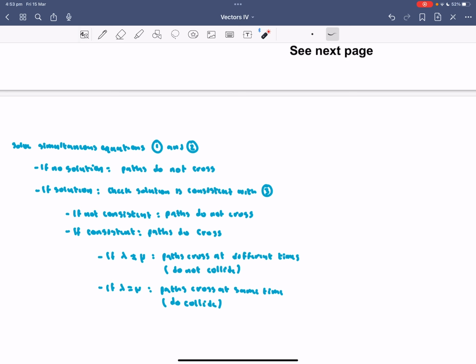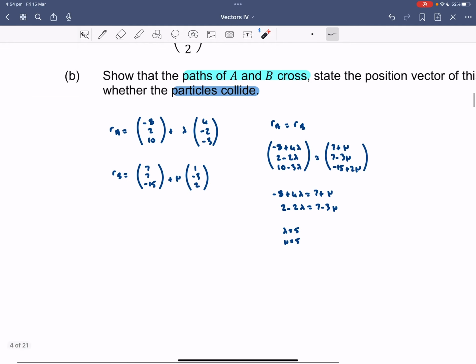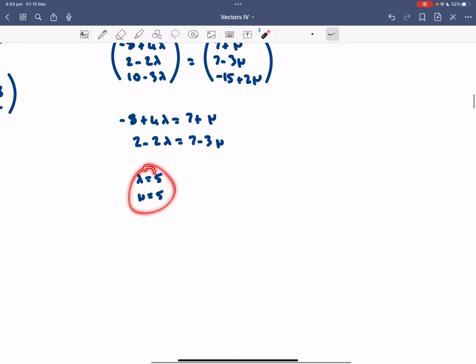So if there is a solution, I need to check if the solution is consistent with equation 3. If it is not consistent, then paths again do not cross. However, if it is consistent, paths do cross. So let's check whether this solution is consistent with the final equation.